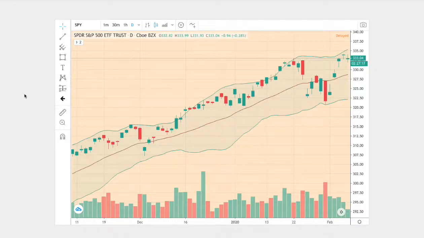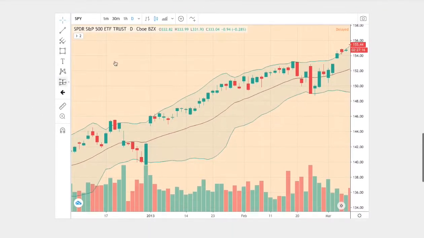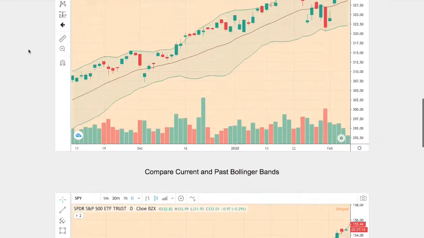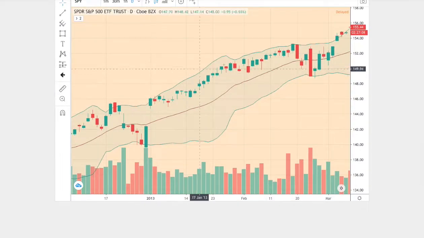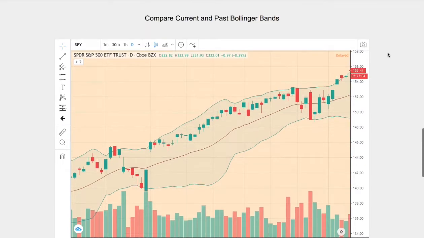Right here we have the current trend, and below is the trend that I believe is the best match. This trend dates back to, I would say, December 6, 2012 to March 6, 2013. So let me point out why these two charts are similar.